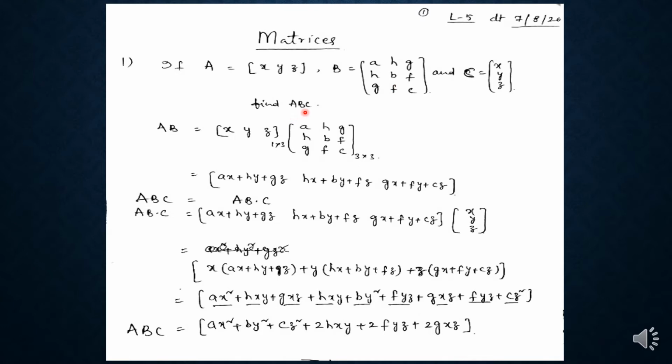To find ABC, first take A and B and find the product of the two matrices, then multiply the resultant matrix with C, that is AB into C. Here A is of order 1 by 3 and B is 3 by 3. The number of columns in the first matrix, A, is 3, and the number of rows in the second matrix is also 3. These two are equal, so the multiplication of these two matrices is possible. So AB is equal to [X, Y, Z] into [[A, H, G], [H, B, F], [G, F, C]].